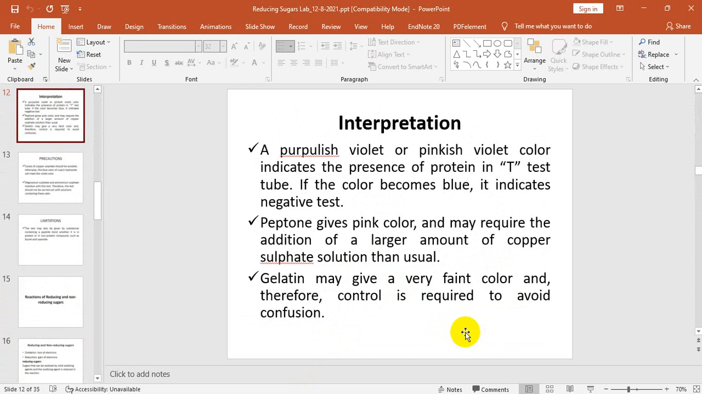Peptone gives a pink color and may require the addition of a larger amount of copper sulfate solution than usual. Gelatin may give a very faint color, and therefore a control is required to avoid confusion, because gelatin will give a faint color.